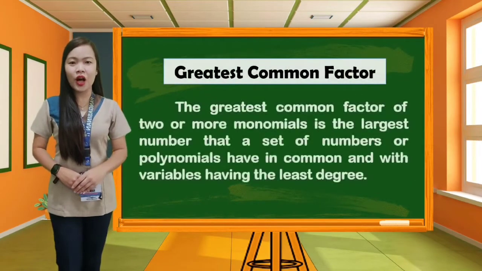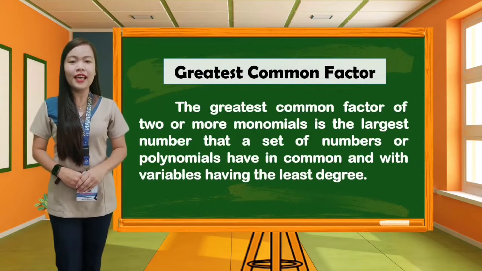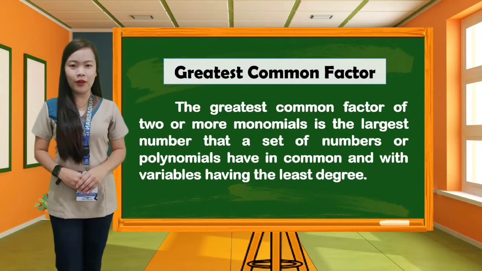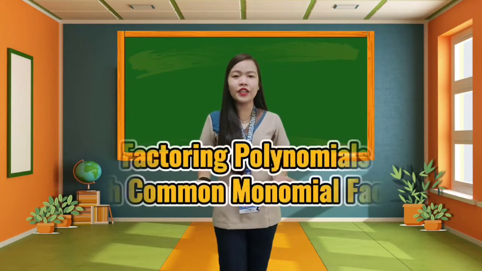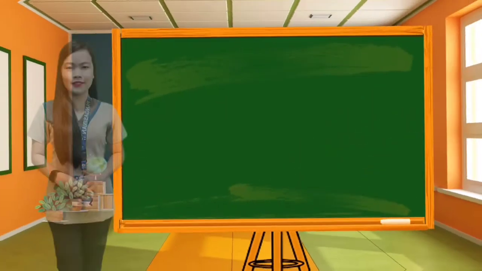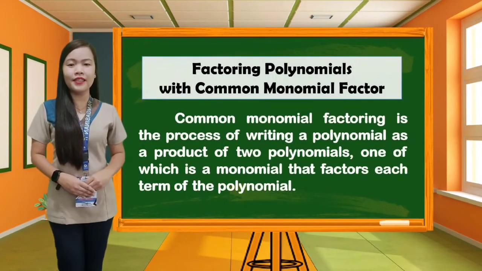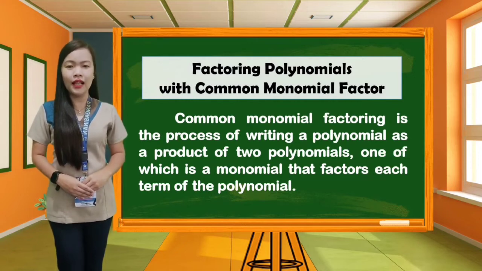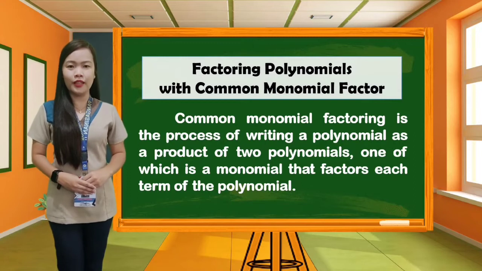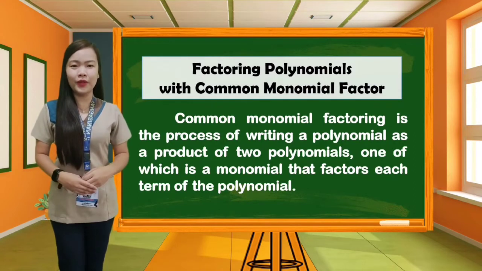Remember that the greatest common factor of two or more monomials is the largest number that a set of numbers or polynomials have in common, and with variables having the least degree. We can use this in factoring polynomials with common monomial factor. Common monomial factoring is the process of writing a polynomial as the product of two polynomials, one of which is a monomial that factors each term of the polynomial. Let us have the following examples.